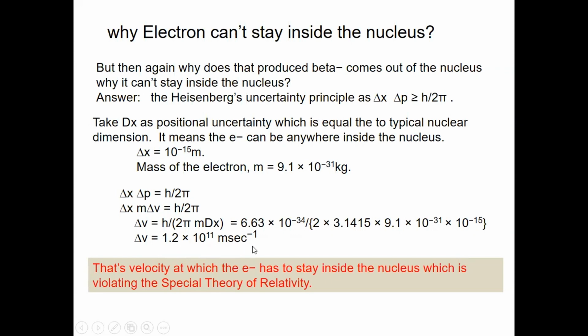We know very well that the velocity of light is about 3 times 10 to the power 8 meters per second. So this uncertain velocity, or the velocity one should see for the electron inside the nucleus, is far larger than the velocity of light. Therefore, it is a sheer violation of the special theory of relativity. The electron will not stay inside the nucleus. It will come out for larger distances, and therefore this velocity will be small.